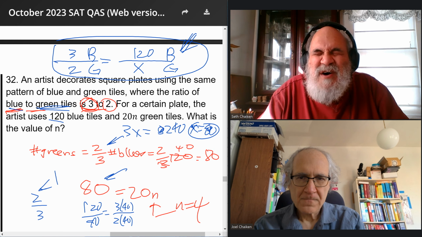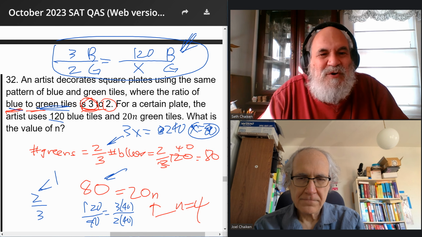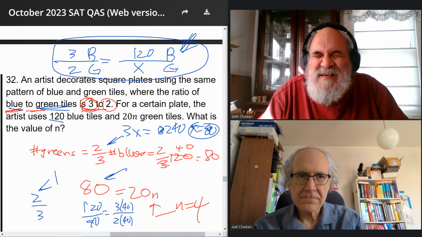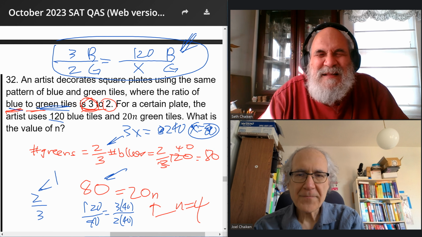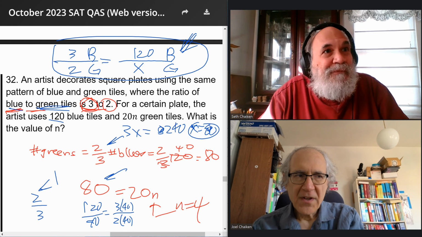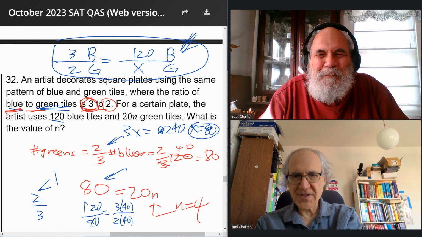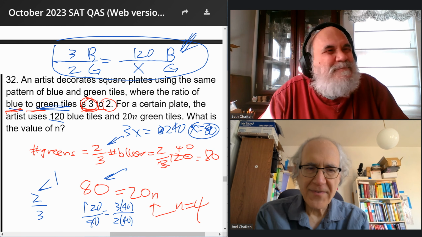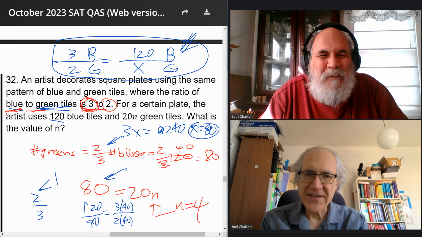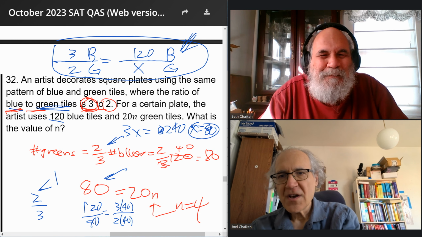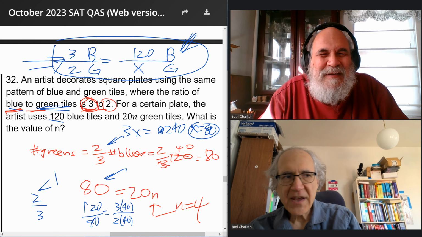n is the number of bunches of 20 green tiles, and also the number of bunches of 30 blue tiles. Because 3 to 2 means for every 30 blues, there are 20 greens. So that's another way of doing it. Okay. So this is a classic example, a good example of how, if one sees that pattern, one can do it in a faster way than if one did it in a more linear way.